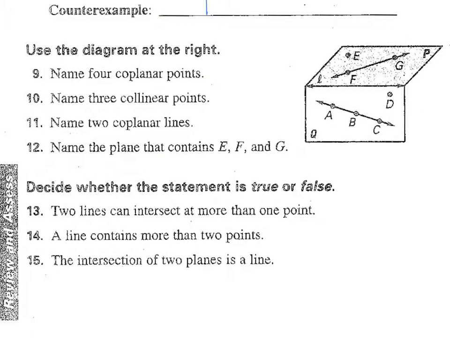Okay, number 9. It says, name 4 coplanar points. So you need to take a look over here at the picture and name 4 coplanar points with a big strong emphasis on coplanar. Okay?